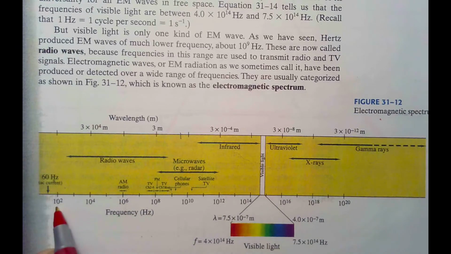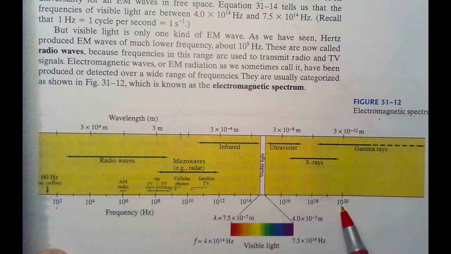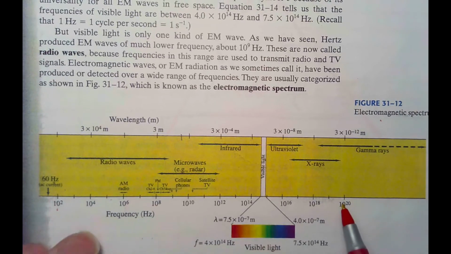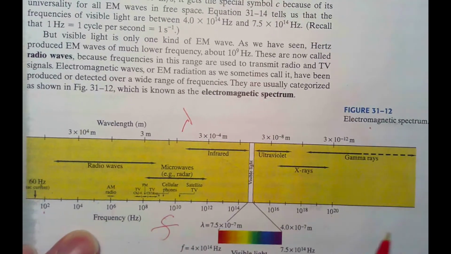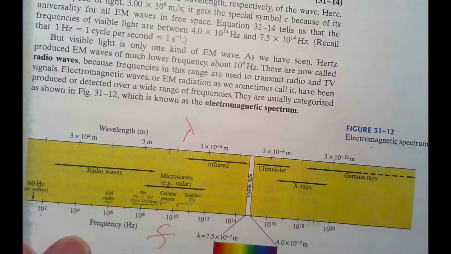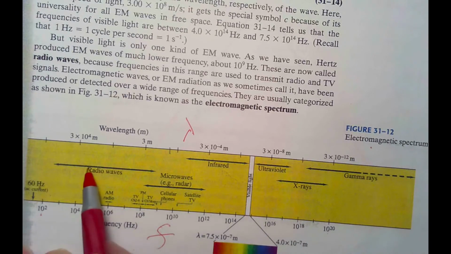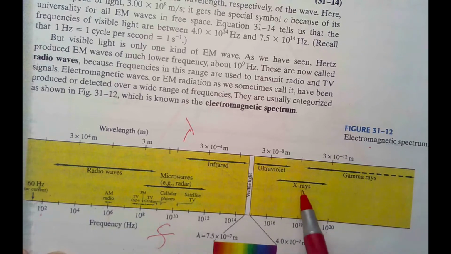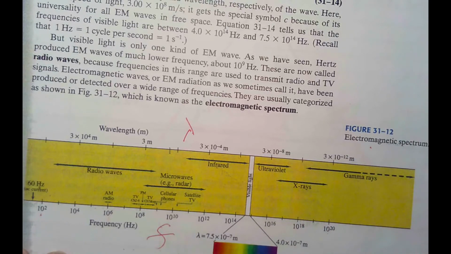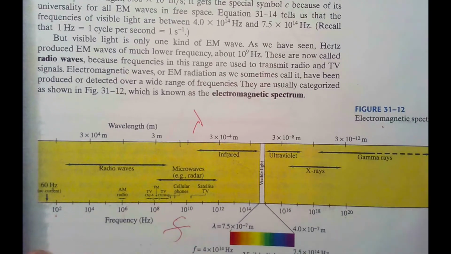Everything here, 10 to the second, third, fourth, 6, 8, up to 10 to the 20th in frequency. This is the frequency down here. This is the wavelength down here. This is every kind of EM wave there is, and that is radio waves, microwaves, infrared, ultraviolet, X-rays, and gamma rays. Those are all just different flavors of an EM wave.